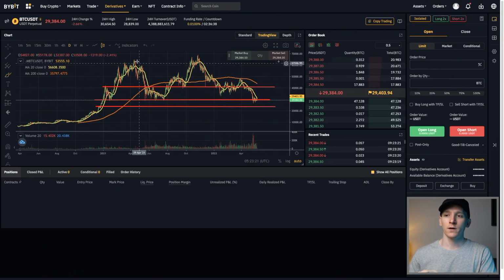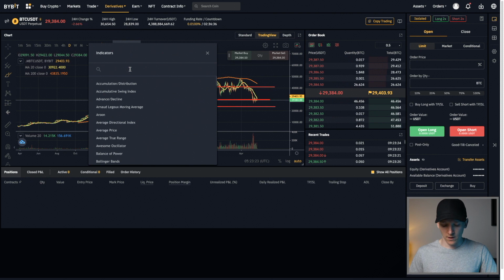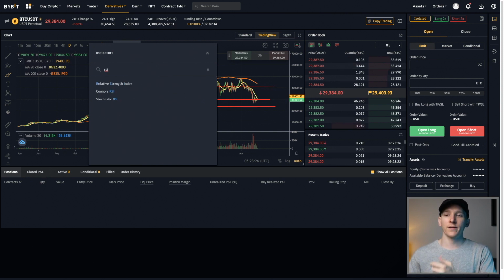Now, there are many indicators that we can use when trading and using technical analysis, and they can help us. We shouldn't rely on them, but they can definitely help us make decisions. And I'm going to show you one here very quickly, which is the RSI. So we're going to type RSI. Now, this is Relative Strength Index.